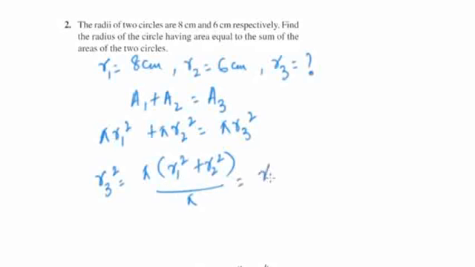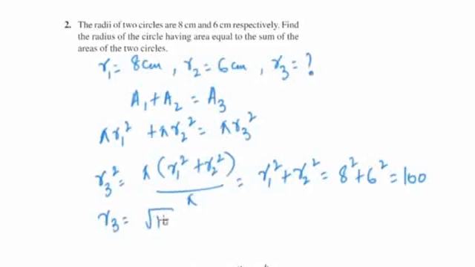So it will be r1 square plus r2 square, and we know the value of r1 and r2. So it is 8 square plus 6 square, which is same as 100. So we have got r3 square as 100. So r3 will be square root of 100, which is same as 10 centimeter. So we have got the radius of the circle as 10 centimeter.